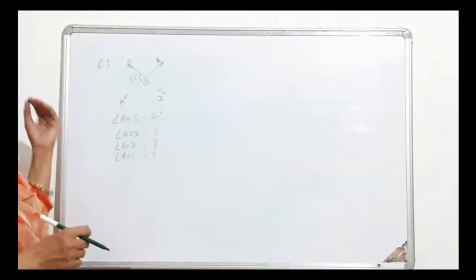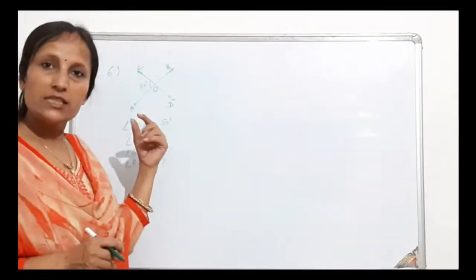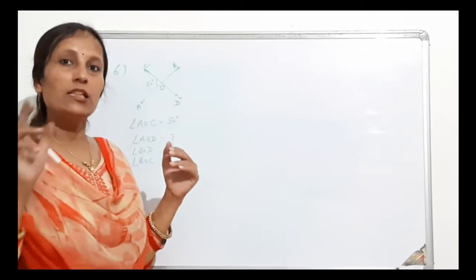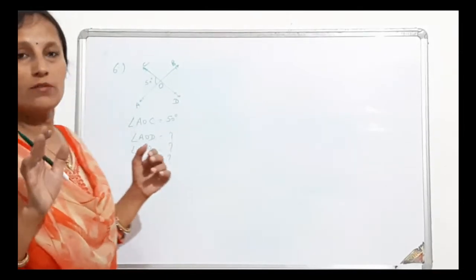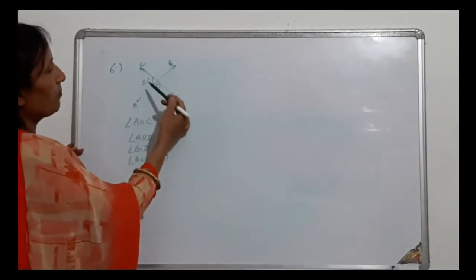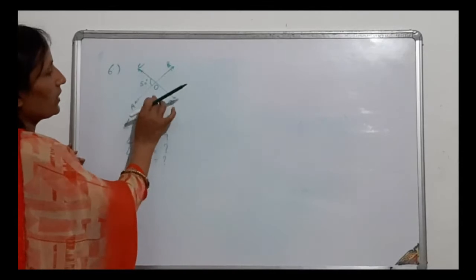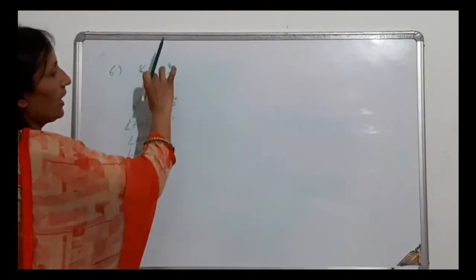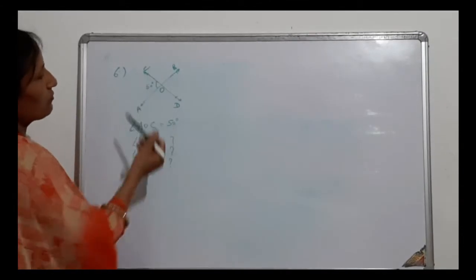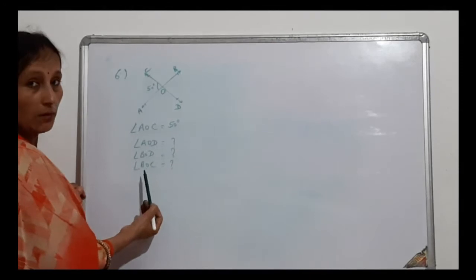Now question number 6. In this question it is given that two lines AB and CD are intersecting each other, and we know that when two lines intersect each other, then vertically opposite angles are always equal. Here vertically opposite angles are angle AOC and angle BOD, then angle BOC and angle AOD. It is given angle AOC is equal to 50 degrees. Then we have to find angle AOD, angle BOD and angle BOC.